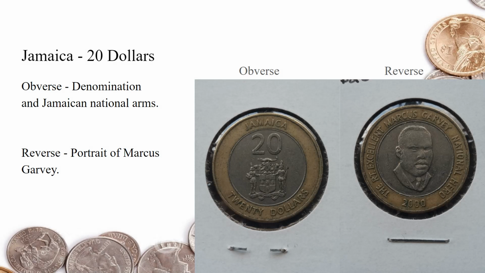Next, we have the $20 coin from Jamaica. The obverse is very similar to the previous coin. It has the denomination and the national arms, but the reverse of this has a portrait of Marcus Garvey, who was a Jamaican-born black nationalist and leader of the Pan-Africanism movement.